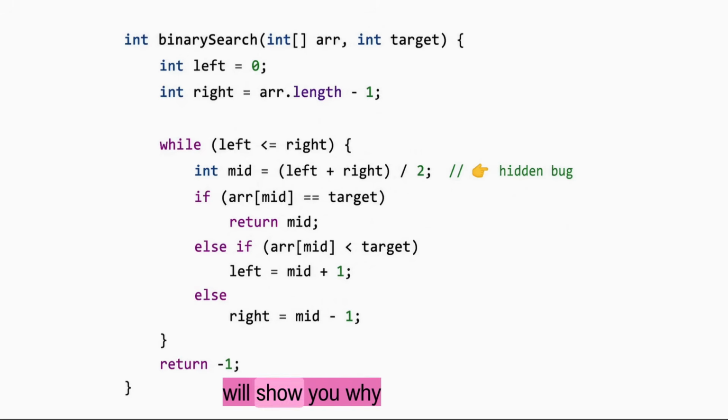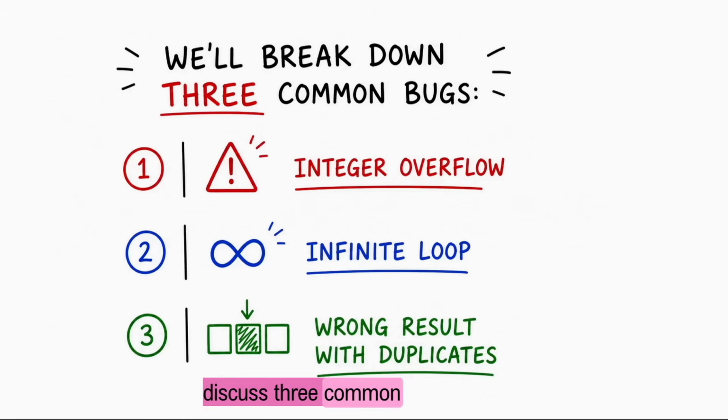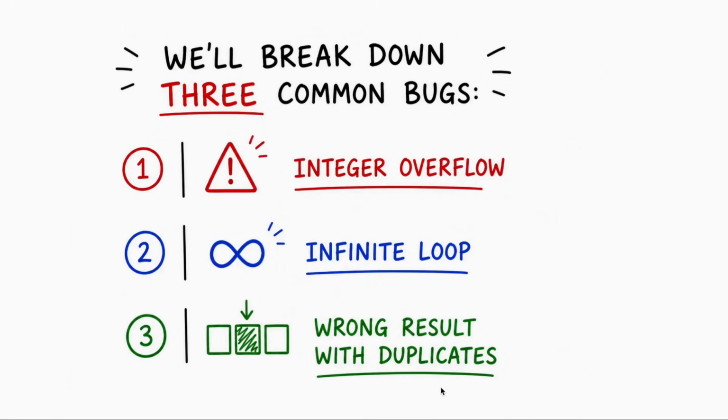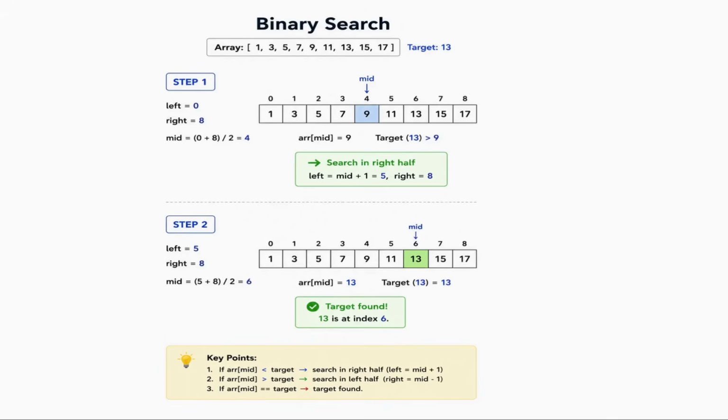In this video, I'll show you why binary search looks simple, but most developers get it wrong. I'm going to discuss three common bugs in this code: integer overflow, infinite loop, and wrong result in case of duplicates. Let's quickly understand how binary search works.